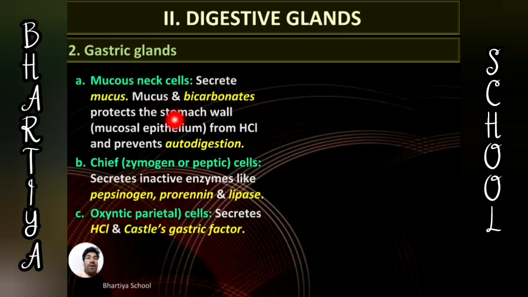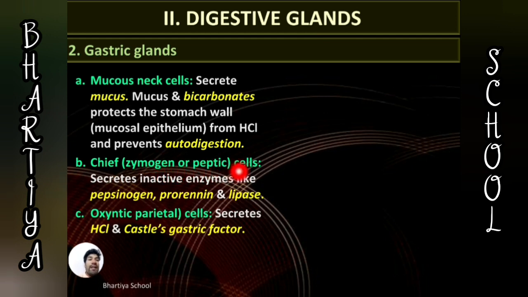Mucus and bicarbonates protect the stomach wall from the HCl and prevent autodigestion. We know that the oxyntic cells' main function is to secrete the HCl. The HCl secreted by these cells can also harm the inner lining of the stomach, and it should be prevented with the mucus that is secreted by mucus neck cells. The mucus also prevents the inner lining of the stomach from autodigestion. We know that protein digestive enzymes help in digestion of proteins, and the inner lining cell membrane is also made up of proteins, so their autodigestion is prevented.